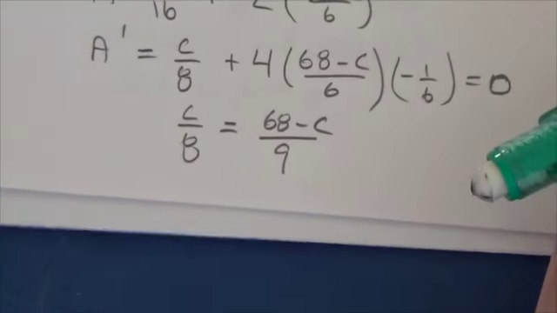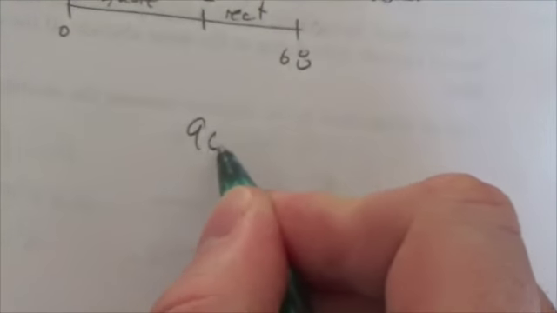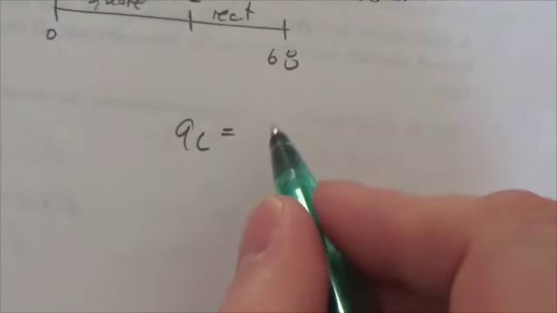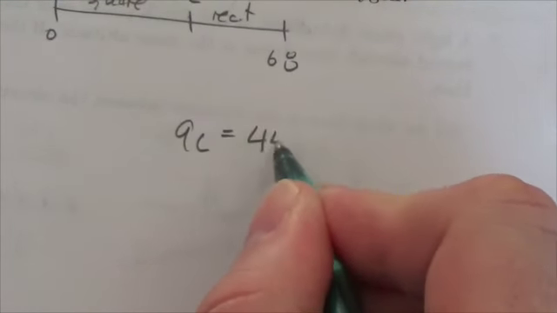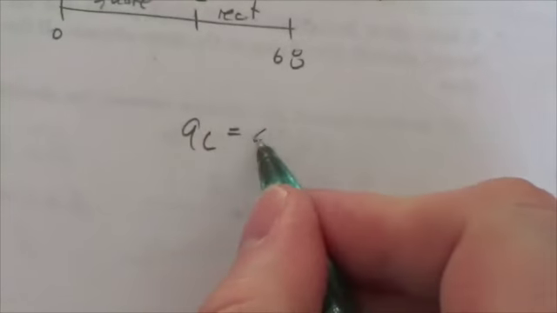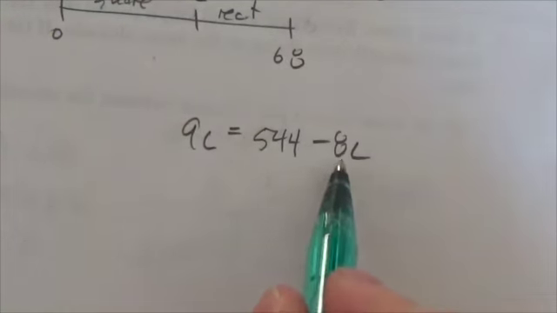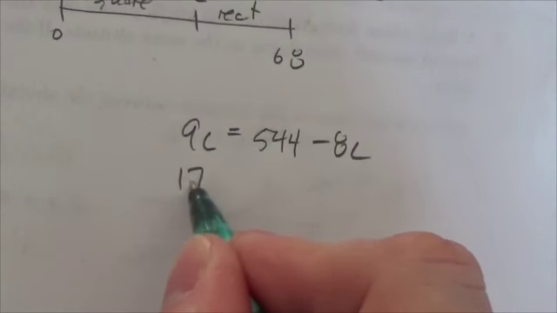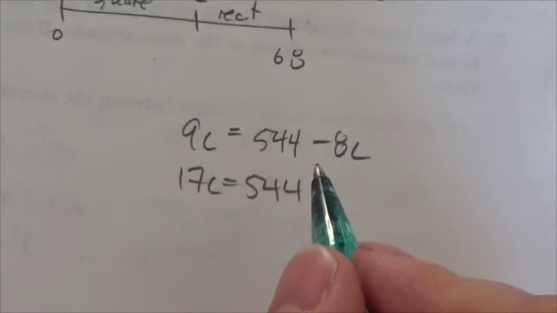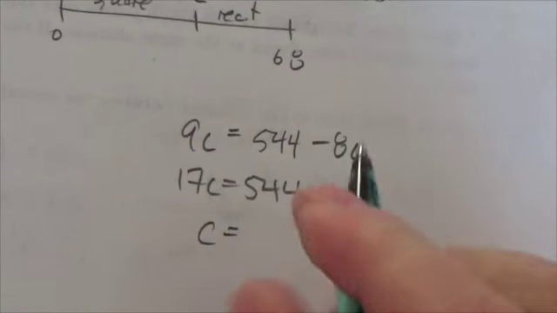When I cross multiply, I will get 9 times c equals 68 times 8, which is 544. A fair bit larger than that. 544 minus 8c. I'll bring the 8c over, which makes 17c equal to 544. And then I'll divide that by 17, and that works out beautifully.